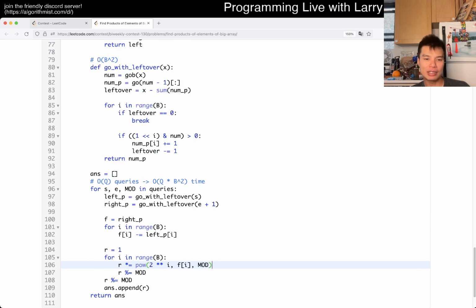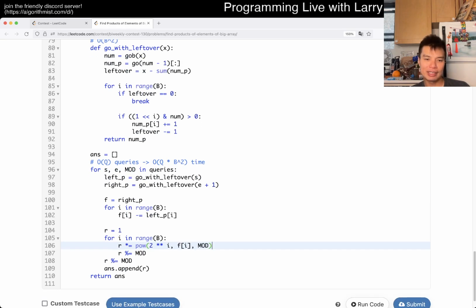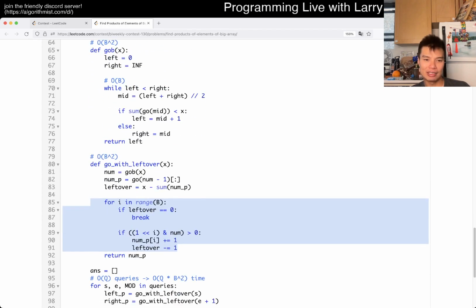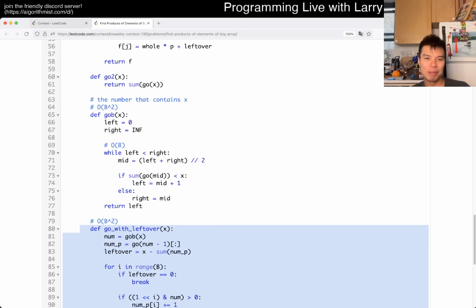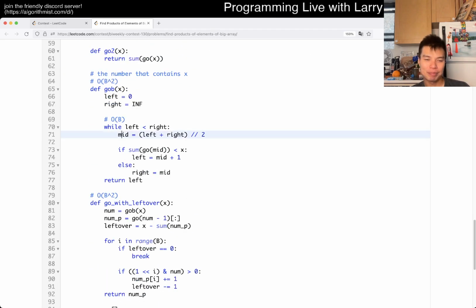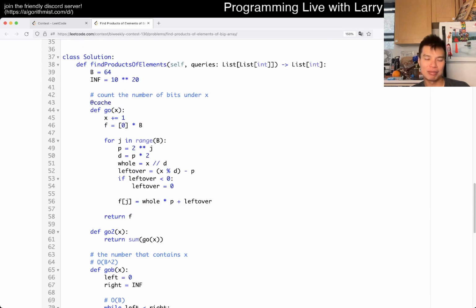So yeah, that's all I have for this one. Let me go over the code real quickly again. This is the O of Q part. We go with leftovers. We do a binary search to find the number, and then we calculate the leftover to get the number of bits. So this is the go with leftovers. Go B is go binary search. This is just a binary search on number of bits. And this is the binary search code, and this is the count the sum of bits under X code, right?